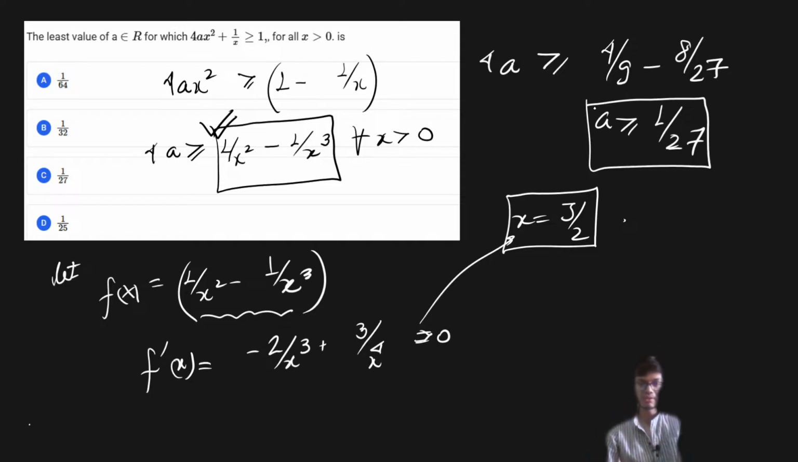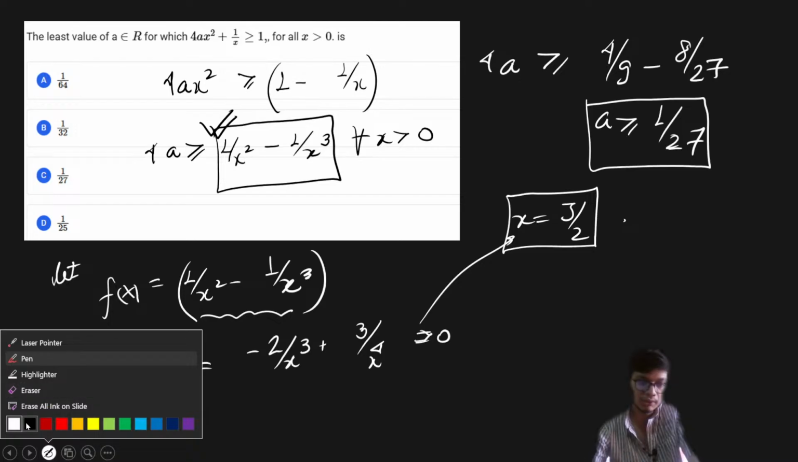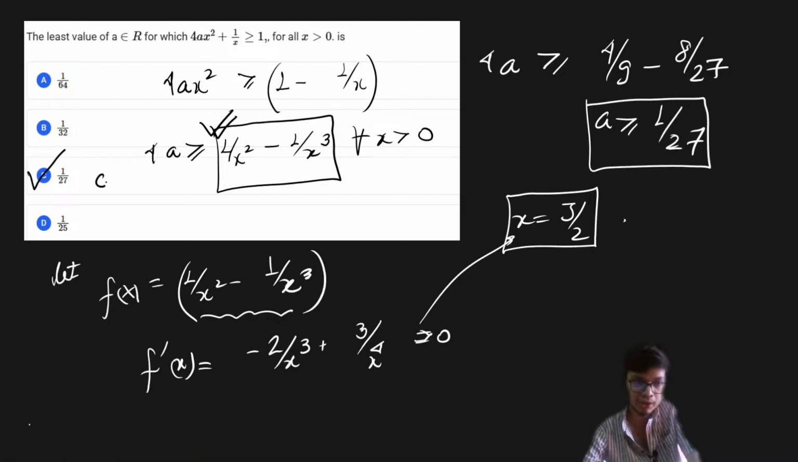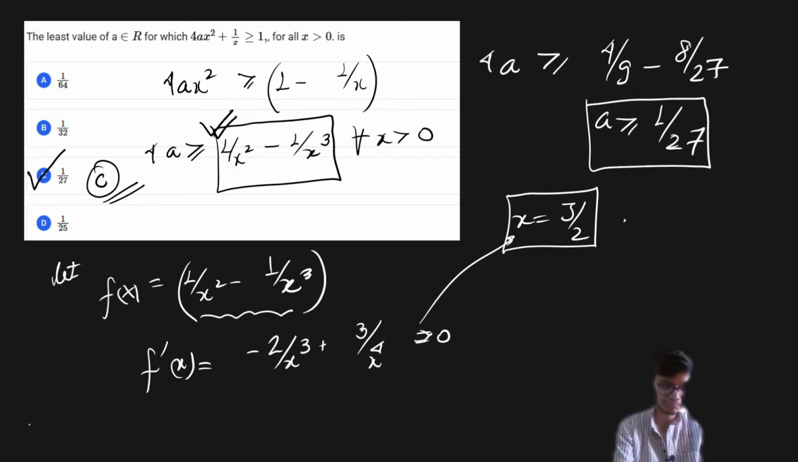So from this result, we can directly report the answer: the least value of a is equal to 1 upon 27. Very simple problem, just do this inequality and you get the answer as option C as the correct option. You can also think of applying the arithmetic-geometric mean, the inequality that arithmetic mean is greater than geometric mean. From that result also you can get to this answer. I hope this is clear to all of you.